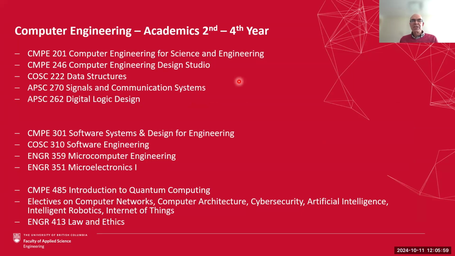After a common first-year program, you would choose computer engineering, and that would then take you into a stream of courses that consist of some computer science courses. For instance, in your second year, Computer Science 222 is a data structures course. Then there would be courses in electrical engineering. For example, in the second year, you would study signals and communication systems, that's Applied Science 270, and a course on digital logic design is another example.